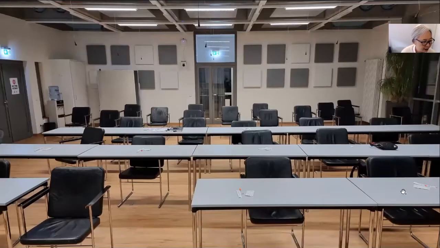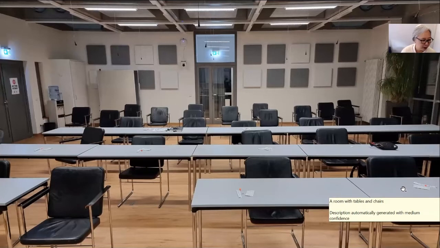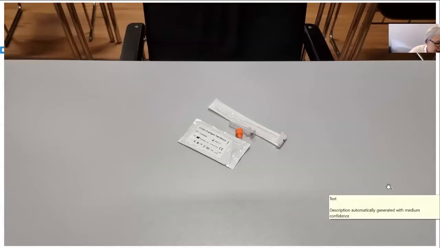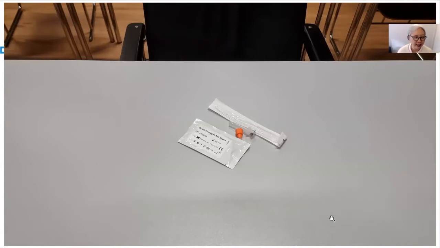So this is how the tables and chairs were set up. You'll notice this is the room from the perspective of the lecturer. What are all the things on the tables? These are actually antigen tests. There was a requirement in the schloss that we test ourselves every other day.